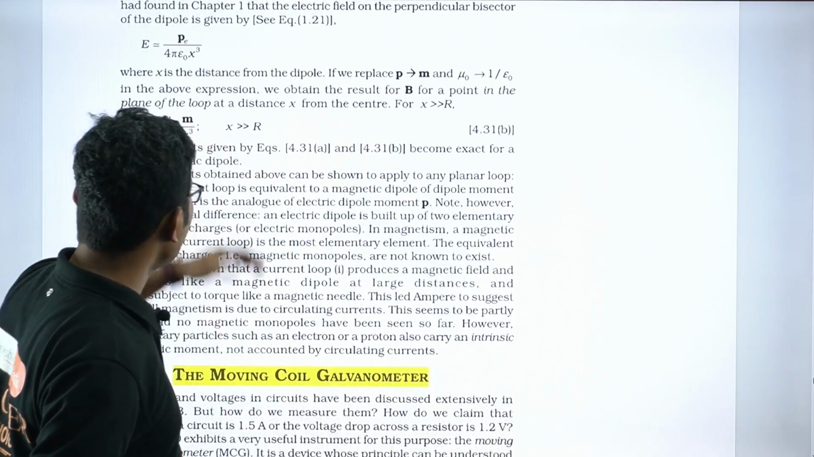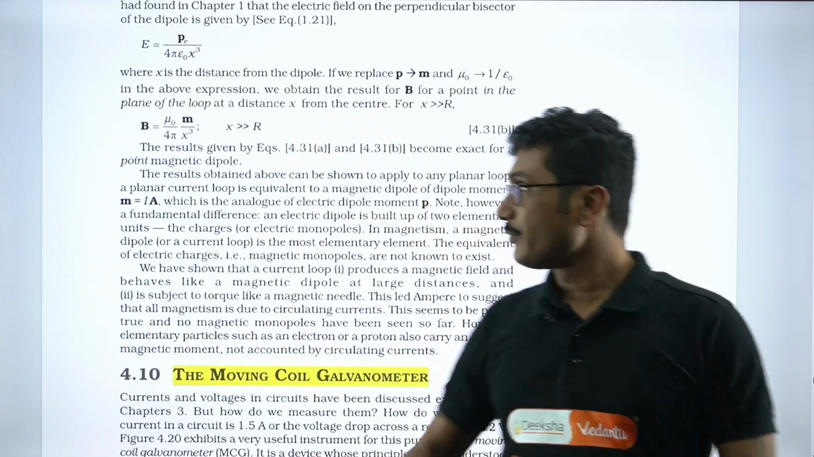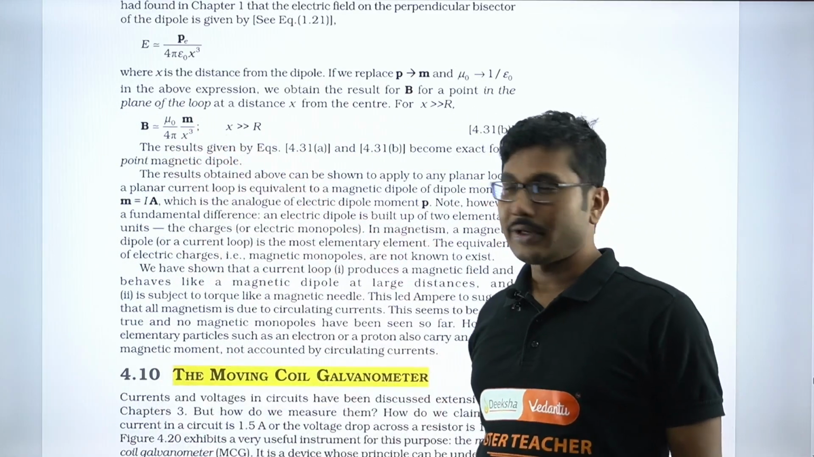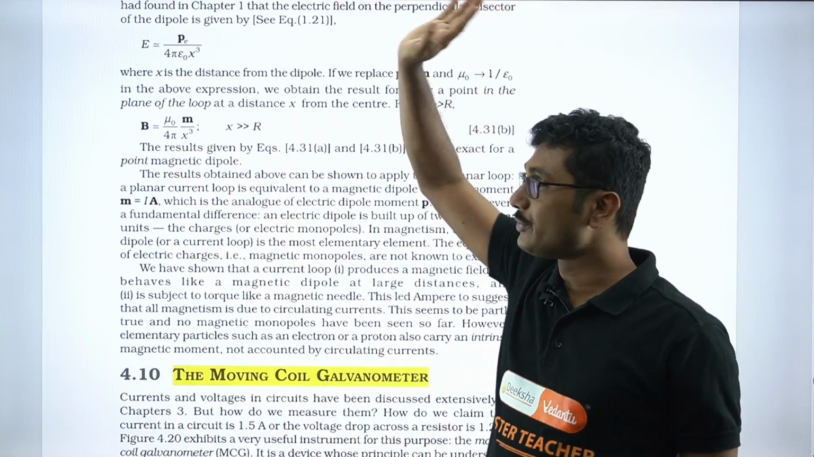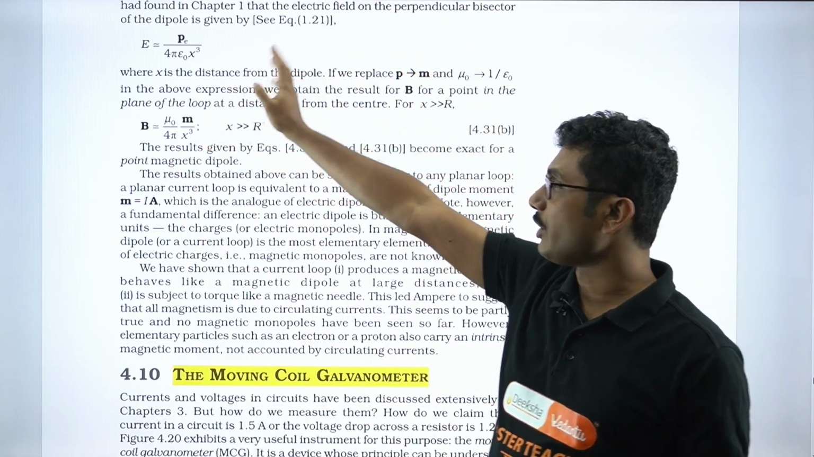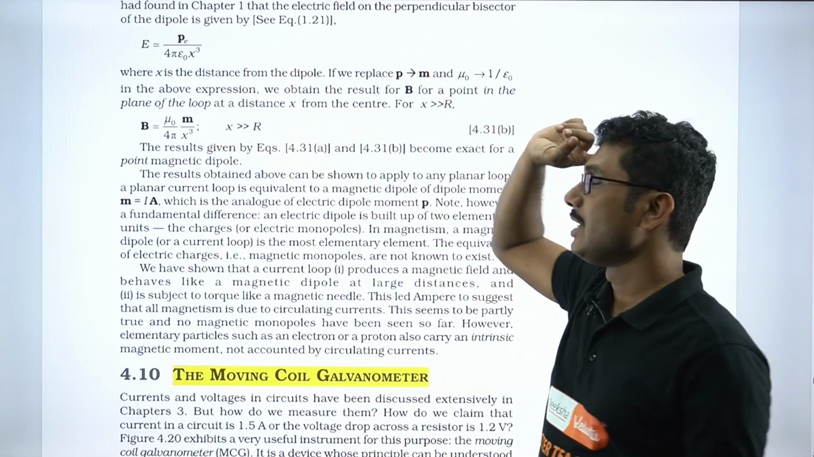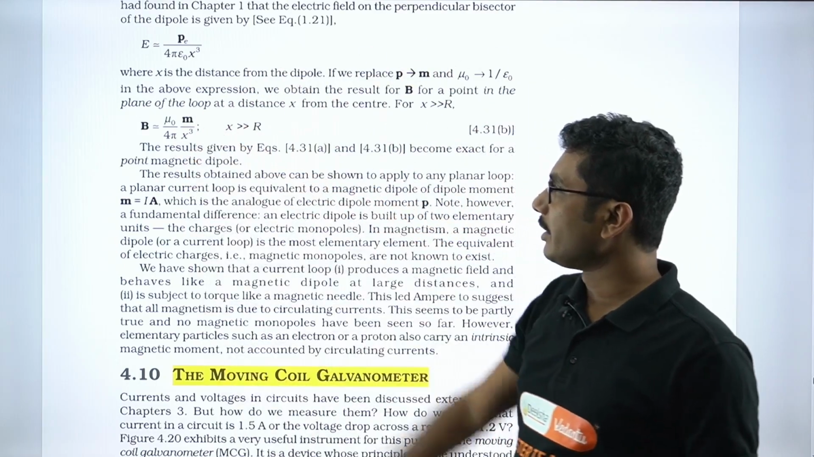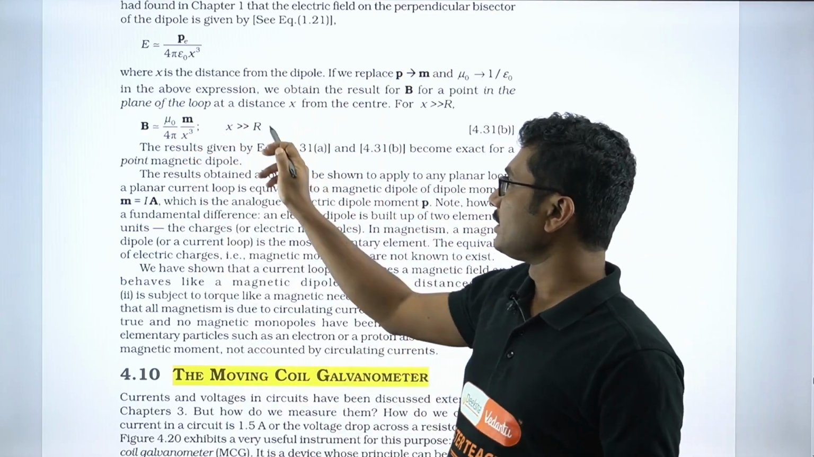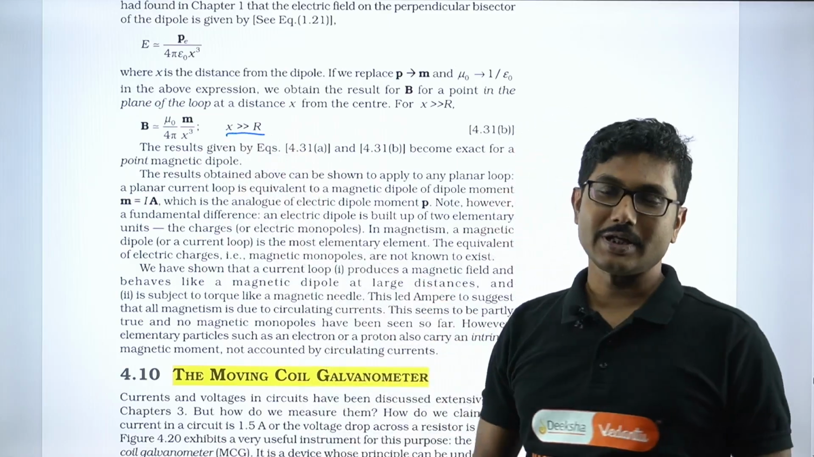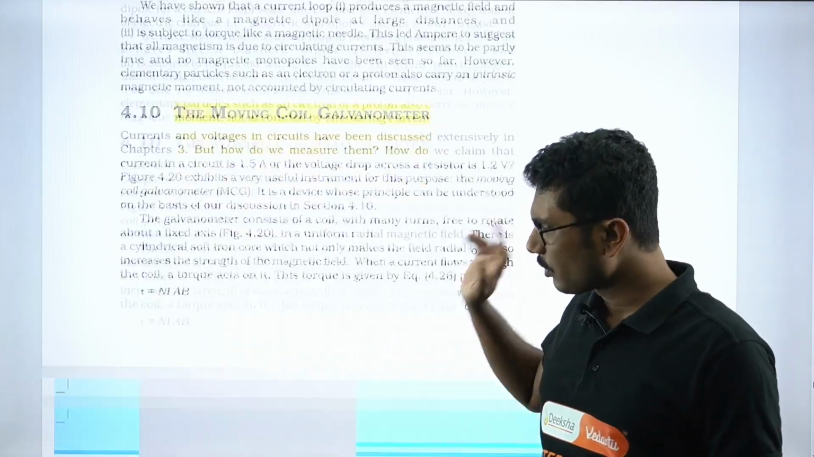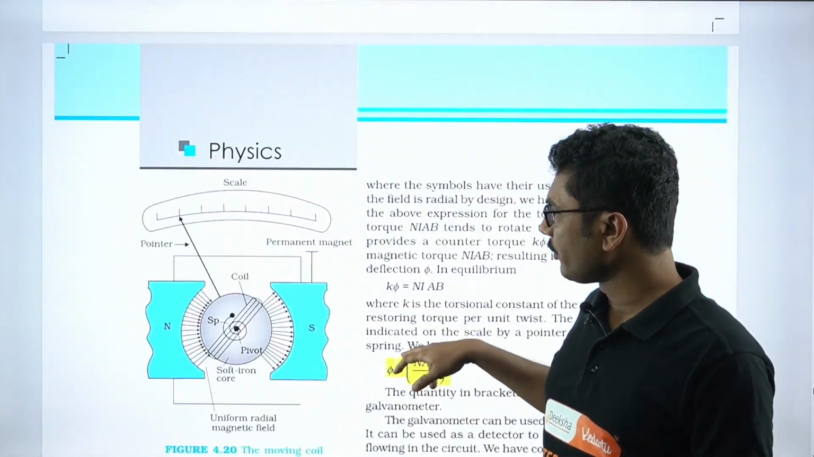They have expressed the magnetic field in terms of the dipole moment, which is fine. It is the same formula that you have used in the past. The only thing is that they have considered the radius small, so they have approximated it. This is the approximation they have used here. It is not super important, but only for your concept.